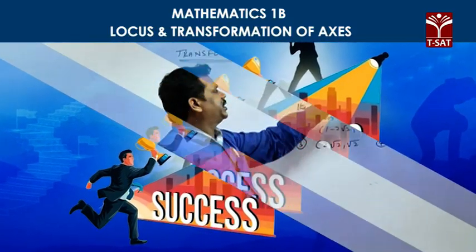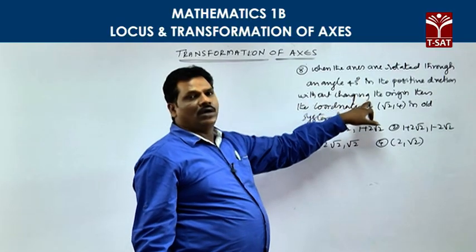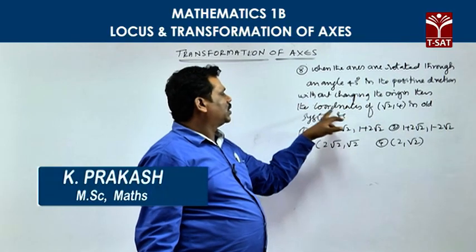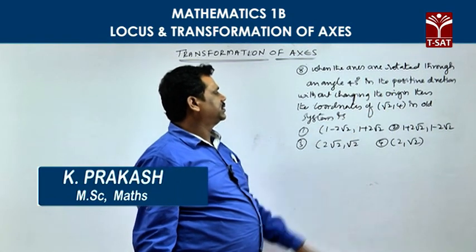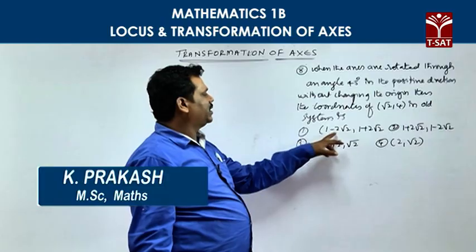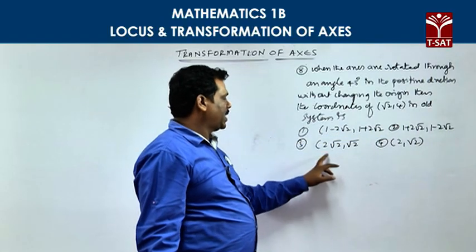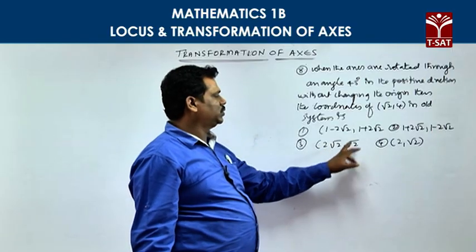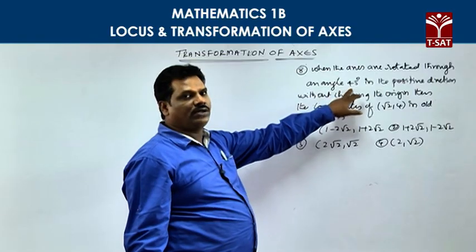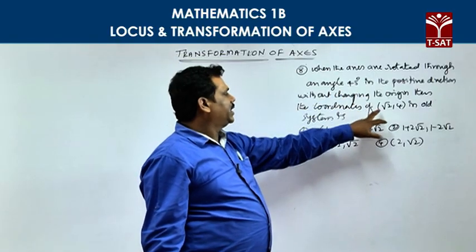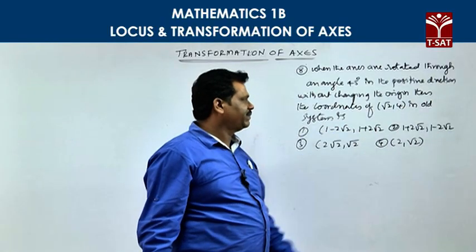When the axes are rotated through an angle 45 degrees in the positive direction without changing the origin, then the coordinates of (root 2, 4) in the old system are? Options are: 1) 1 minus 2 root 2, 1 plus 2 root 2; 2) 1 plus 2 root 2, 1 minus 2 root 2; third option is 2 root 2, root 2; and fourth option is 2 root 2. What is given here? Theta is equal to 45 degrees and the coordinates of (root 2, 4) in the new system. We have to find what?